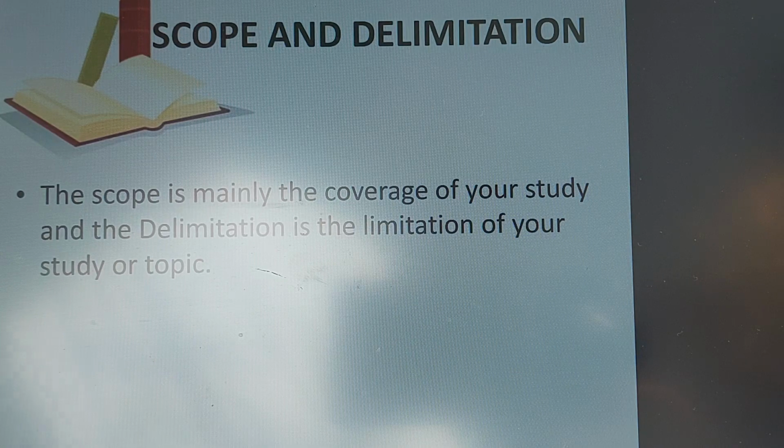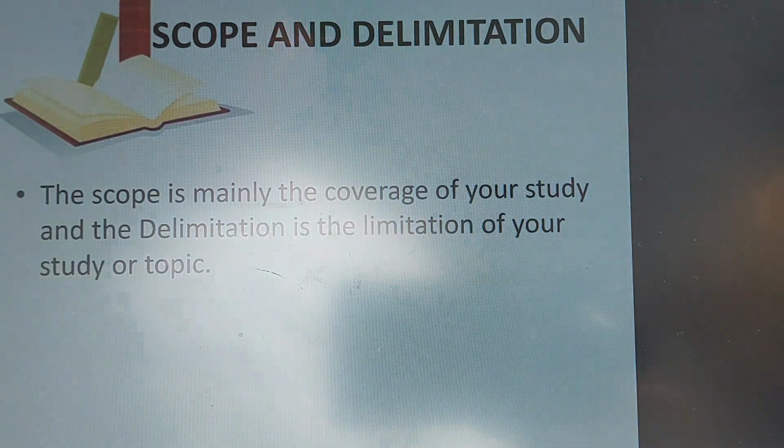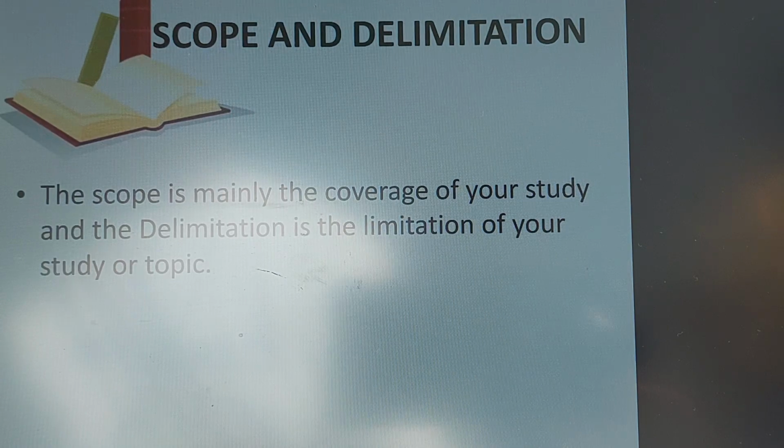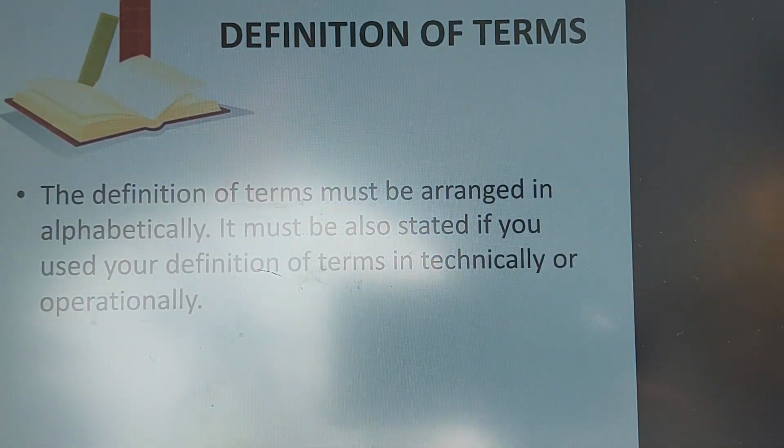Then another is scope and limitation, that some write as delimitation. The scope is mainly the coverage of your study, and the limitation is the limitation of your study or topic. That's why some write it as scope and delimitation, some write scope and limitation. Okay, so nadadagdag yan doon sa research ninyo.